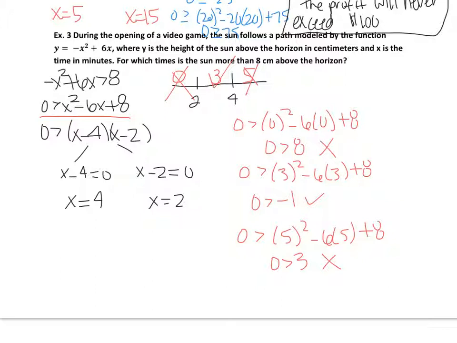So, for what times is the sun more than 8 centimeters above the horizon? Well, we know our only interval that worked was between 2 and 4. So think about the context of the problem. I know between 2 and 4 minutes the sun is going to be more than 8 centimeters above the horizon.